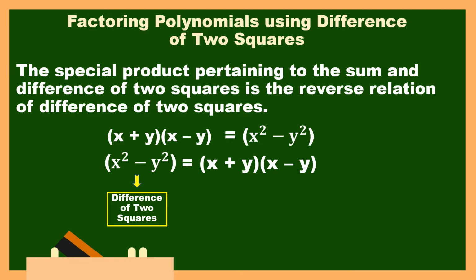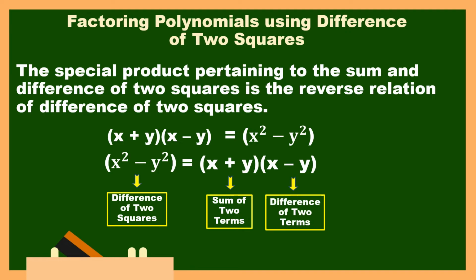wherein the quantity of x squared minus y squared is the so-called difference of two squares, and the first factor, which is x plus y, is the sum of two terms, and the second factor, which is x minus y, is the difference of two terms.